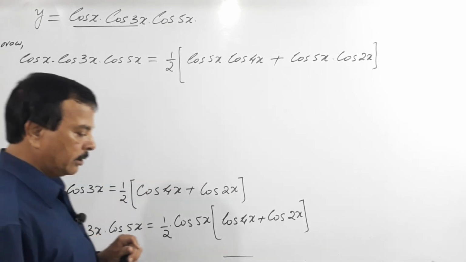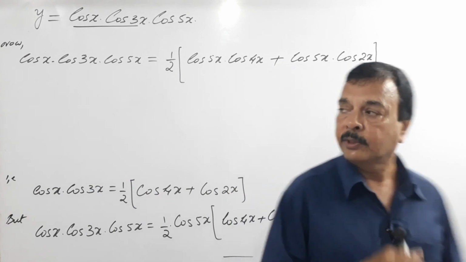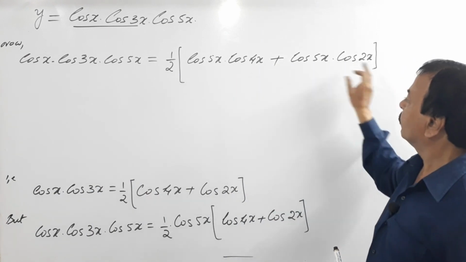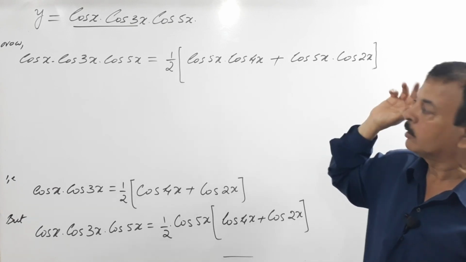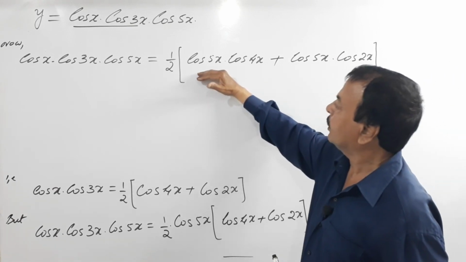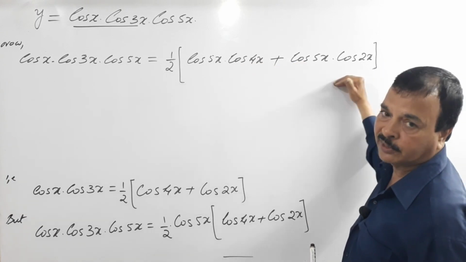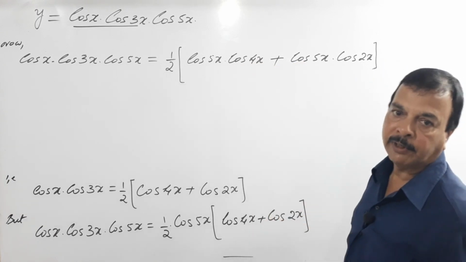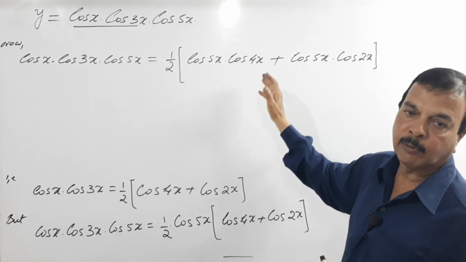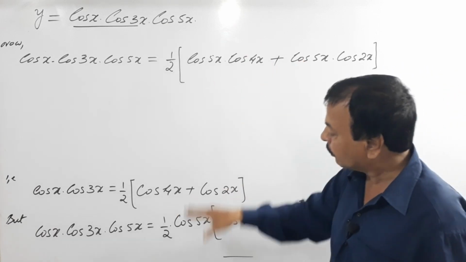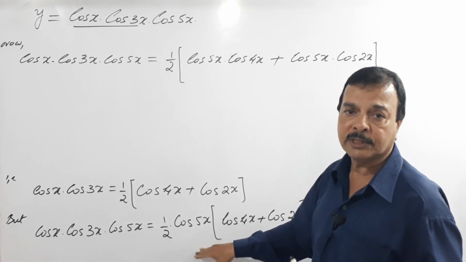Now look at this, dear students. Once again we have reached cos A into cos B, cos A into cos B, but in between we have a plus sign. So we will apply cos A into cos B for this and cos A into cos B for this, and finally we will find a sum rule and try to find the nth rule. This is a method. So this is what I wanted to teach you. This is the easiest method.